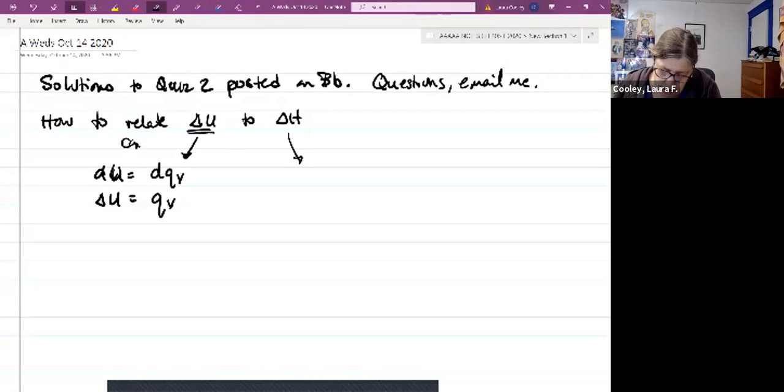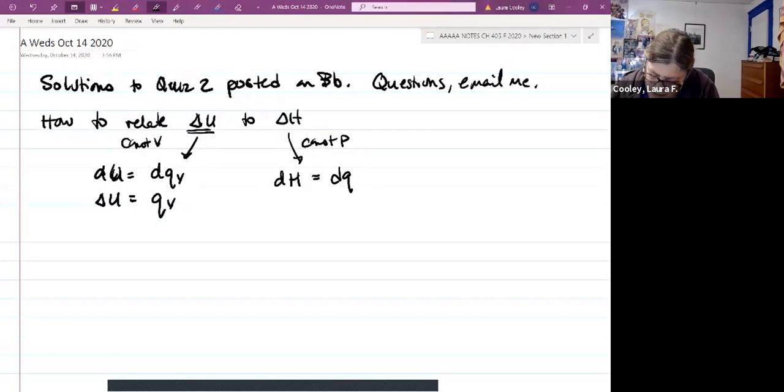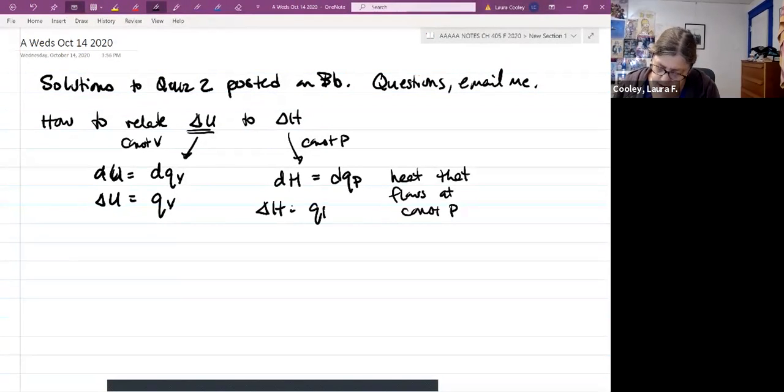At constant pressure, a couple of days ago, I think, we related the change in enthalpy. We defined enthalpy and found that it is the heat that flows at constant pressure, excuse me. And if you integrate, you get this.